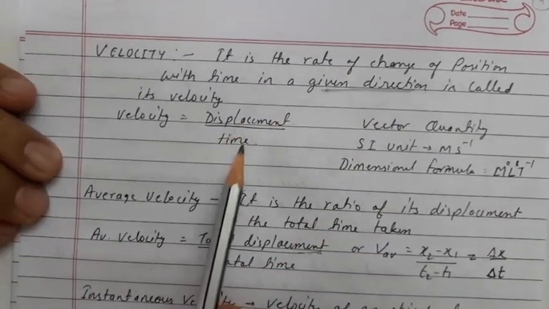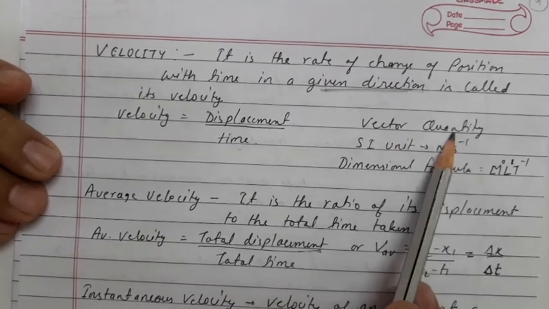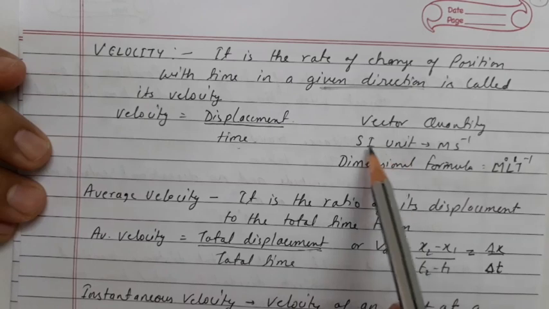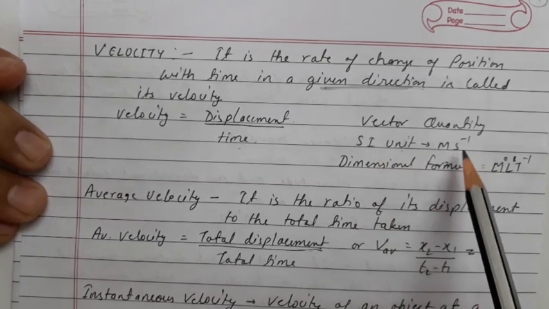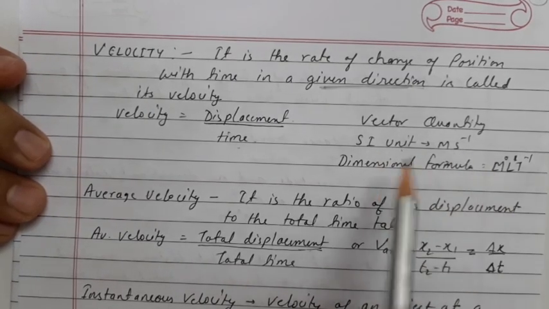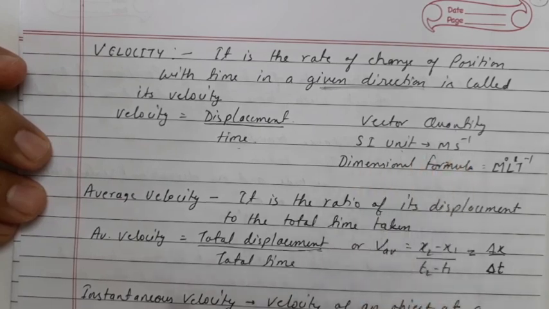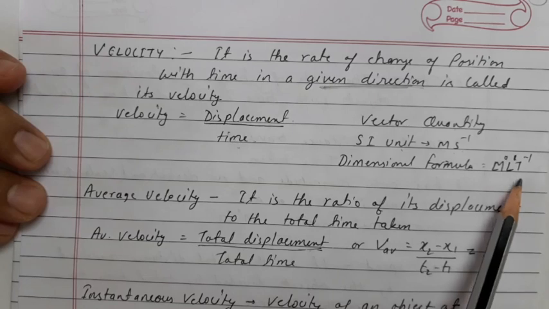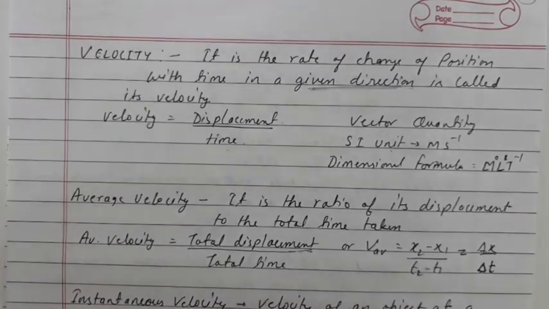So velocity is equal to displacement upon time. It is a vector quantity because it has both the direction as well as the magnitude. And its SI unit is meter per second. It is similar to that of speed. जो speed का SI unit है वही velocity का SI unit है. Similarly जो dimension formula speed का है वही dimension formula velocity का होगा.